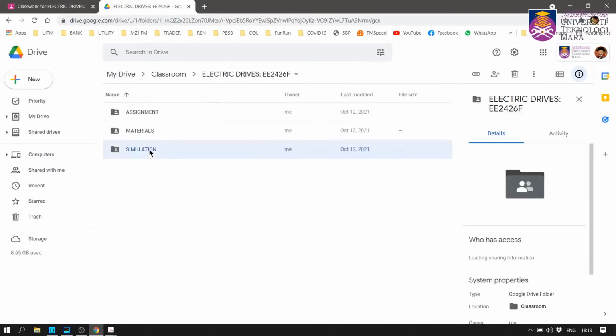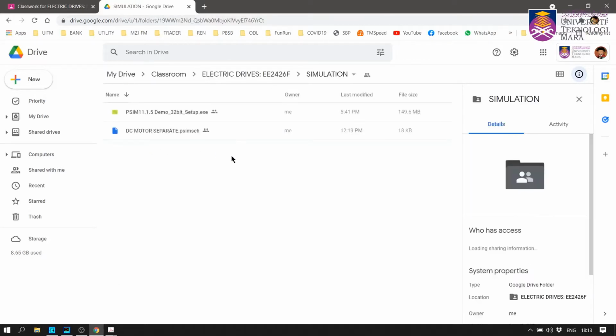Right, and I've also shared with you the simulation, the installer for the PSIM. We're going to use PSIM for the simulation. Remember, we have CO3, which is actually course outcome number 3. It will teach you, or share with you, how to use modern tools to simulate the DC drive or the electric drive.